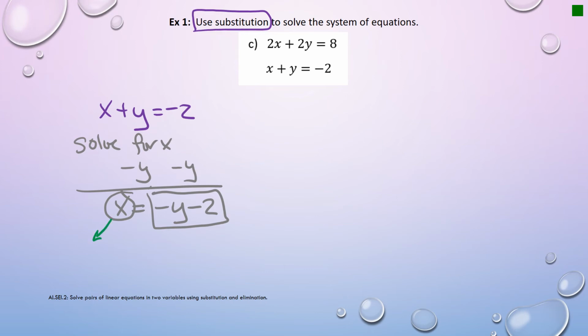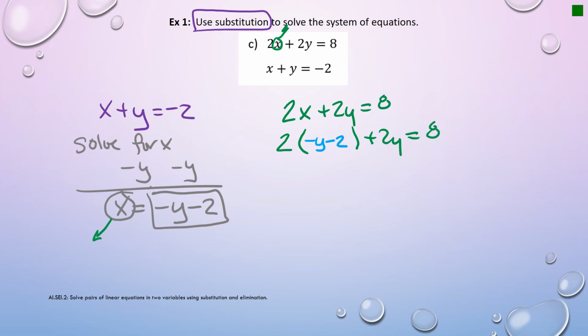X is being kicked out, and it's being kicked out of the other equation. So 2x plus 2y equals 8. We're going to substitute. Who's going in? We're going to substitute in -y minus 2 because that's what x is equal to.